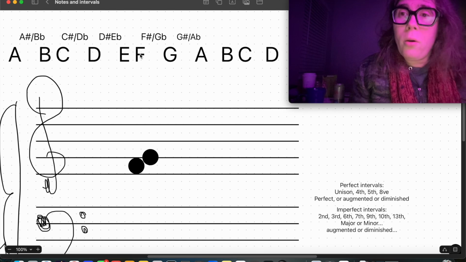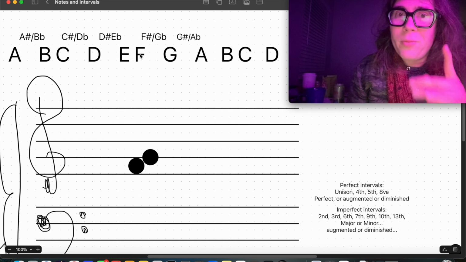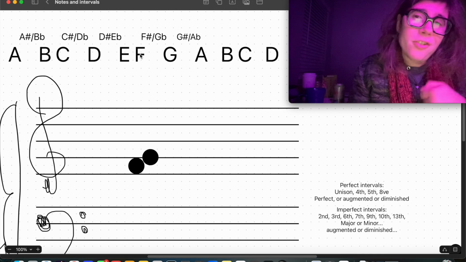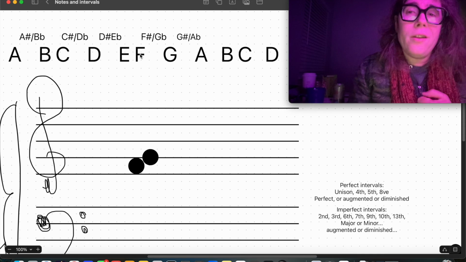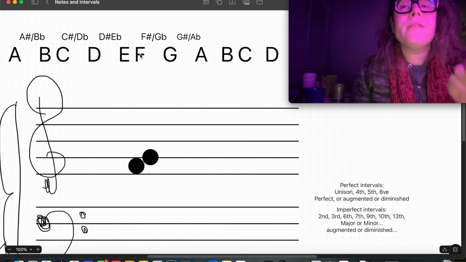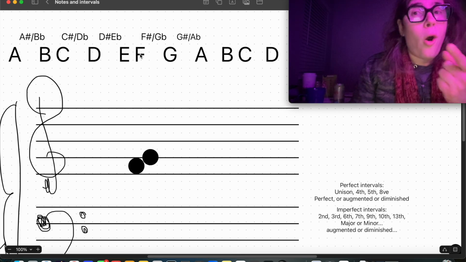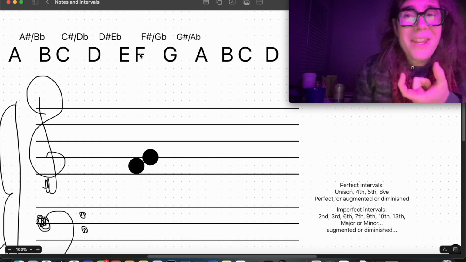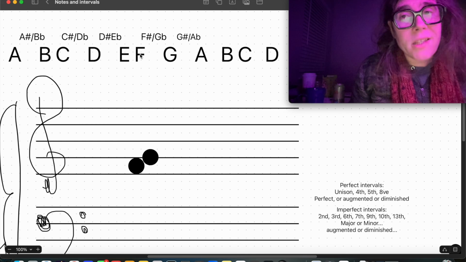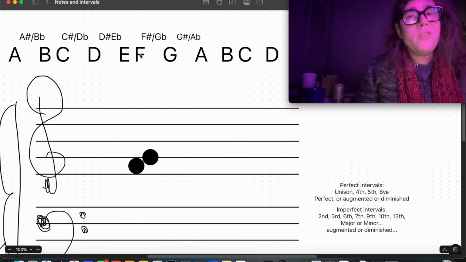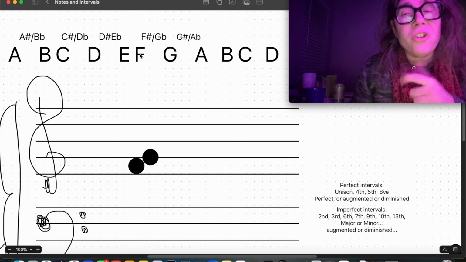Because I want to know, between F and G, is that just a half step? Or is that 2 half steps and makes a whole step? Because the whole step is the major second. I'm going to say that again, it's really important. The whole step is the major second.